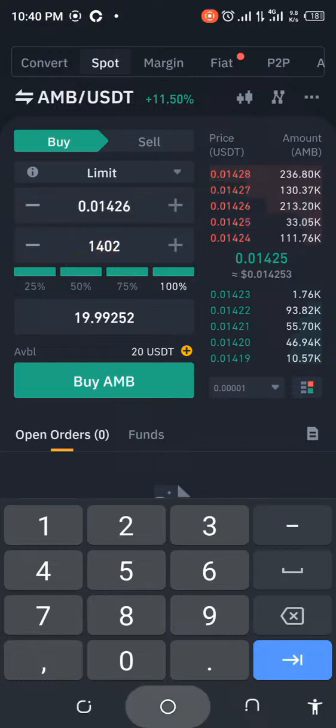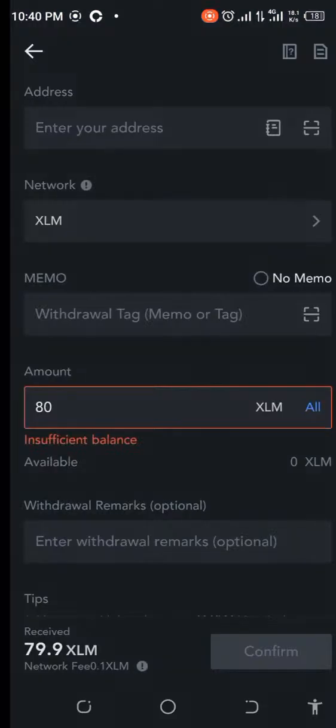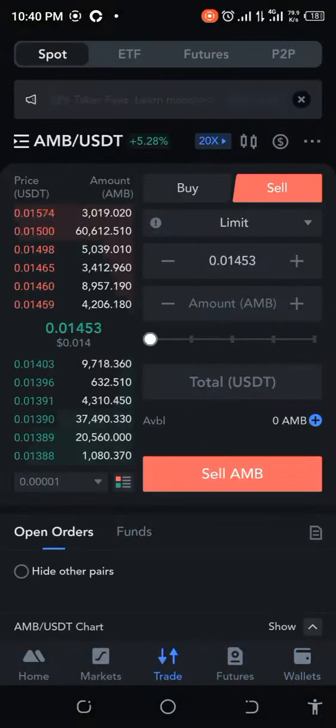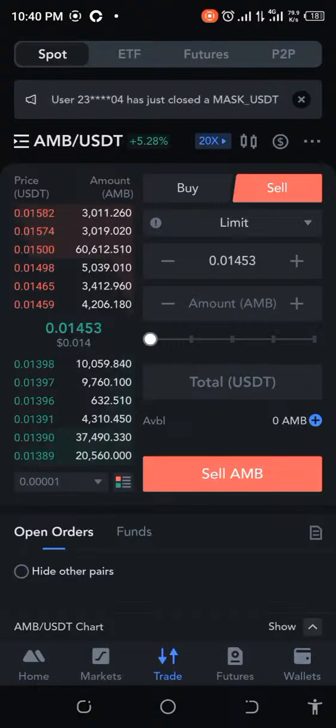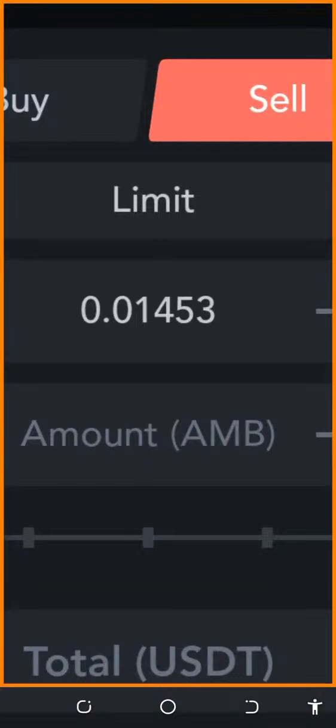So we copy that and we go over to MEXC to do this. I'm just going to go over and see what they have here. I'm already here in AMB USDT. You can see the price is 14.53.